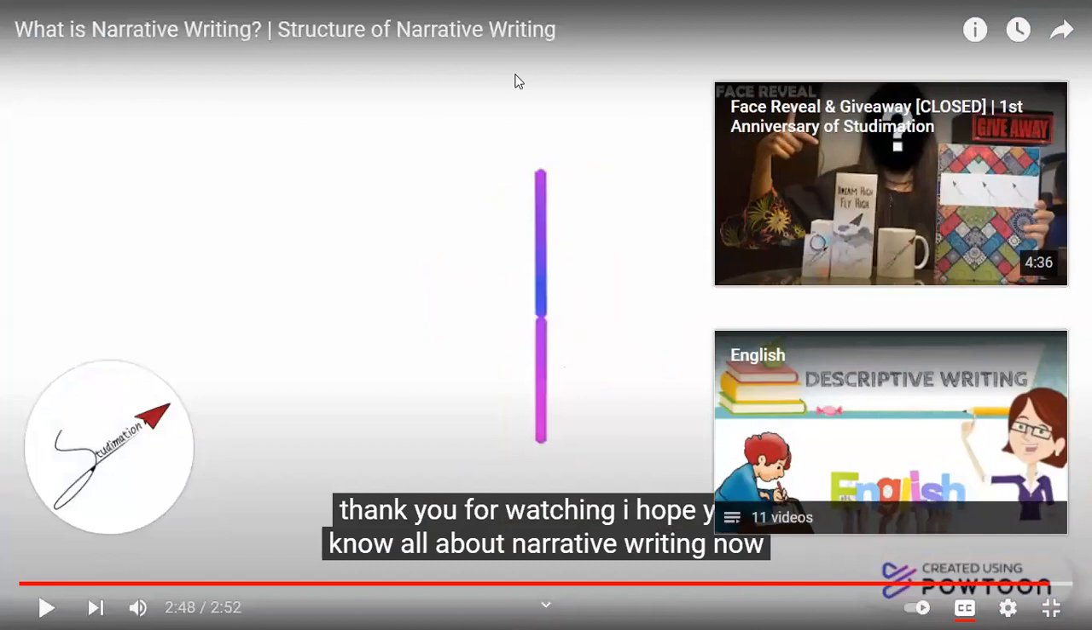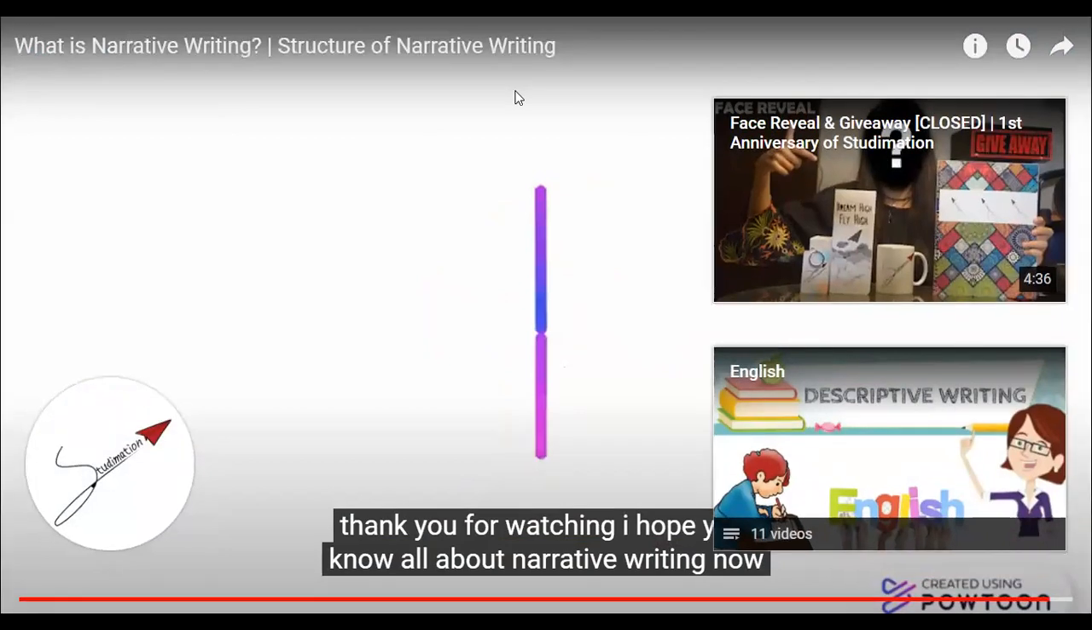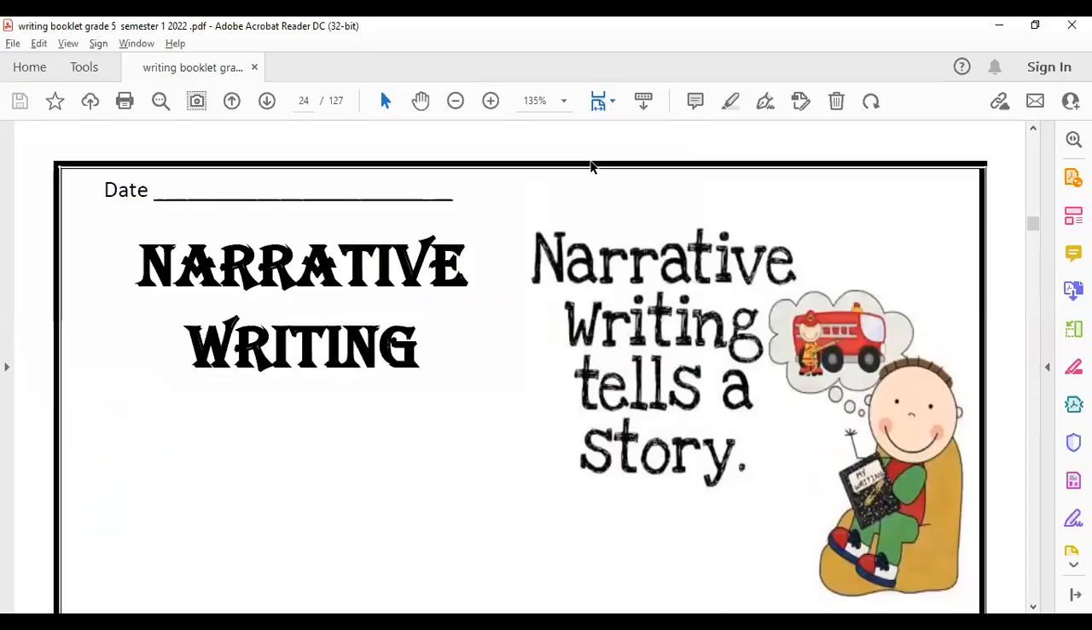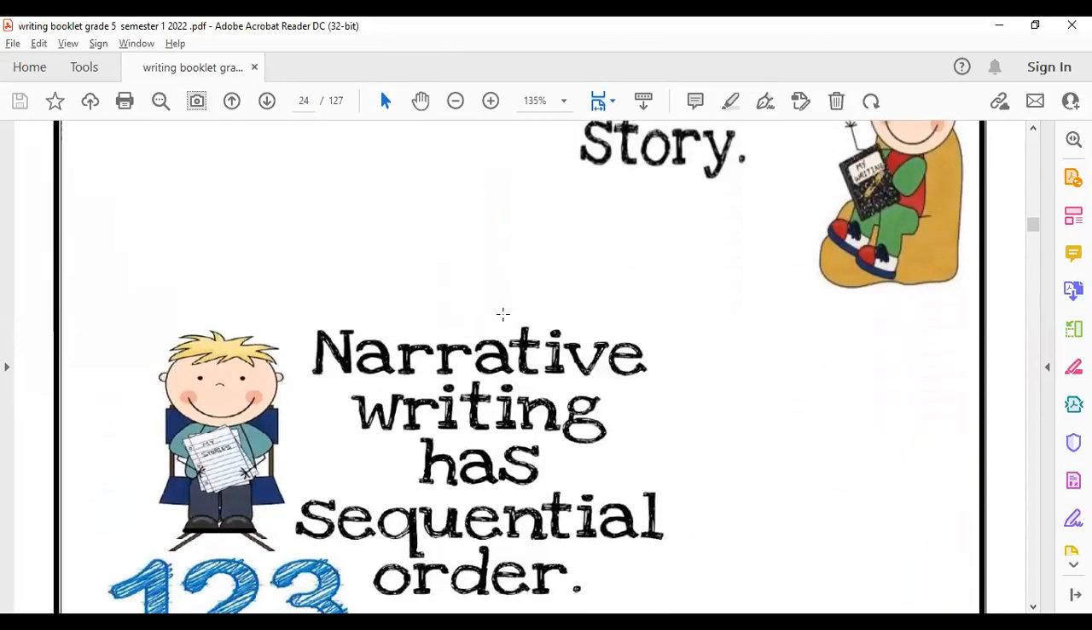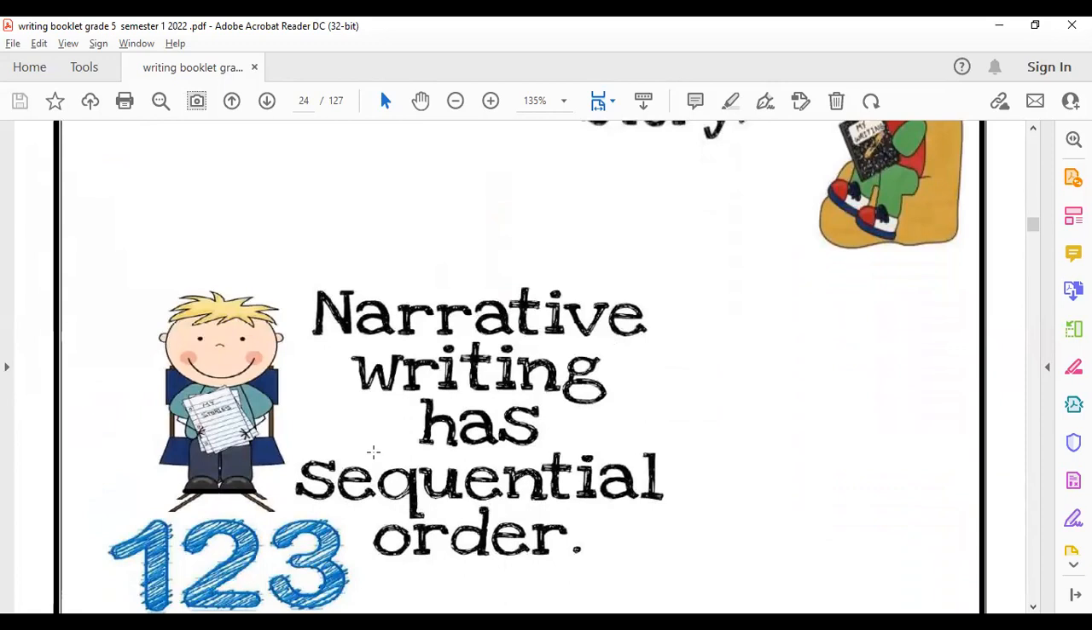Okay, and I hope you guys also know about narrative writing right now. So, from what we've watched, narrative writing tells a story. It has sequential order. What is the meaning of sequential order? Let me ask Malik Al-Banna. What is the meaning of sequential order?